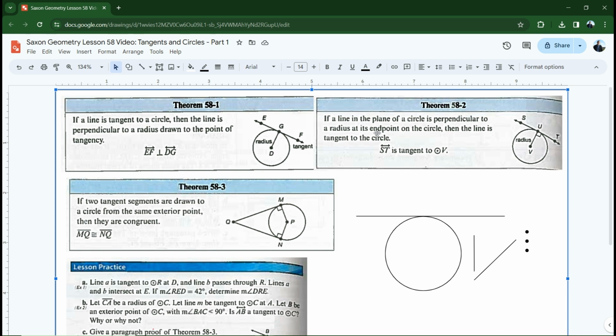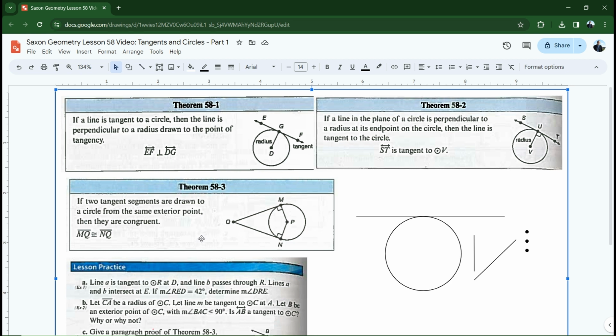Okay? And then theorem 58.3, if two tangent segments are drawn to a circle from the same exterior point, then they are congruent. So QM is congruent to QN in this image here. One other really interesting thing, I can draw a point on any place outside the circle, as long as I'm drawing it somewhere outside the circle. And here's the thing, there's always going to be 2 points on the circle that I can draw tangents to from that point. So I didn't have to put Q here. I could have put Q over here somewhere, and I would have been able to find 2 points.